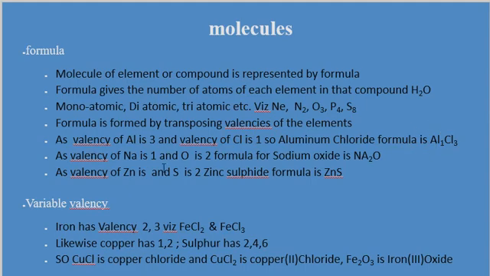Now the valency of sodium, Na, is 1, and the valency of oxygen is 2. So 2 Na and 1 O together will form sodium oxide, Na2O. Now the valency of zinc is 2.